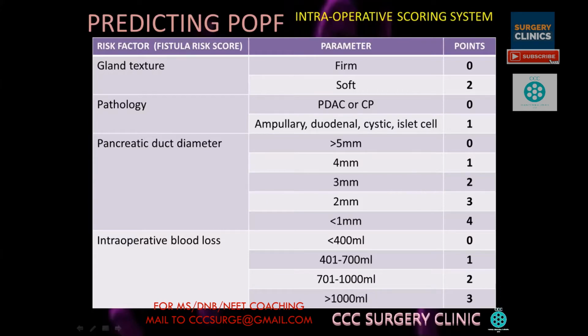Now, this gentleman had less than 400 ml of blood loss, but he had a duct diameter which was less than 1 millimeter. He wasn't jaundiced, and he had an ampullary tumor. So that gives him a score of 4 plus 1, 5. And sure enough, after surgery, he had a bit of a problem. He had a biochemical leak which needed correction.